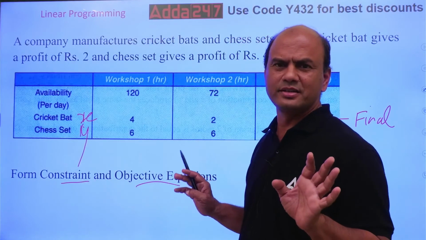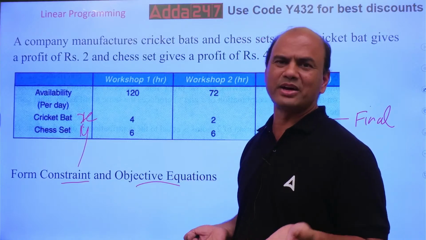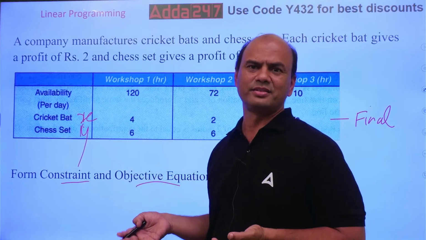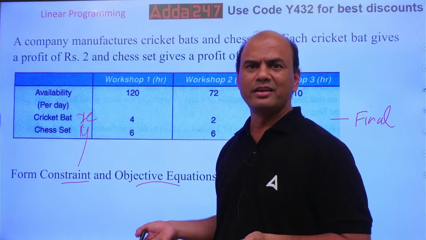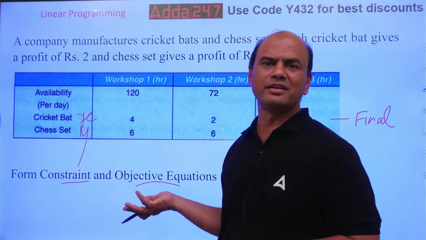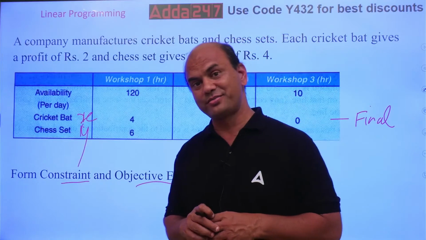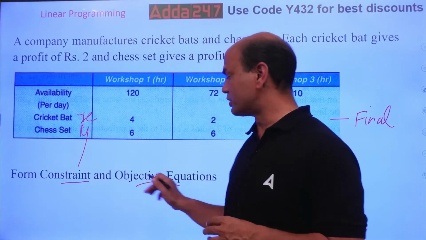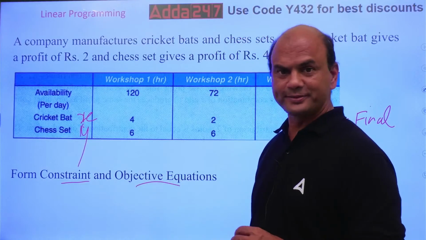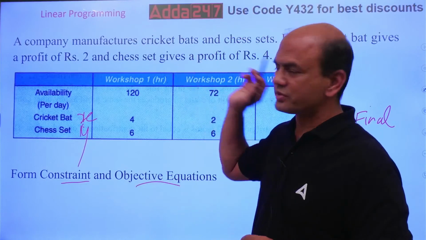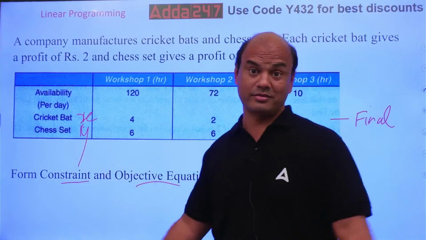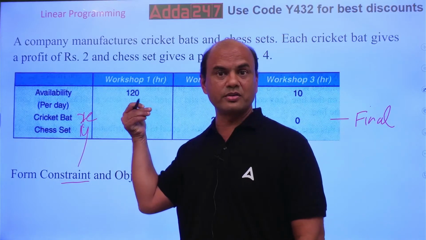If you are able to form the equations, nowadays we have computers, right? AI. You will just put the equations in that and you will get the answer. But forming the equation is important. You are required to form both objective and constraint. What is given? Look at this. What is your objective? Let's say you are the owner of this company.